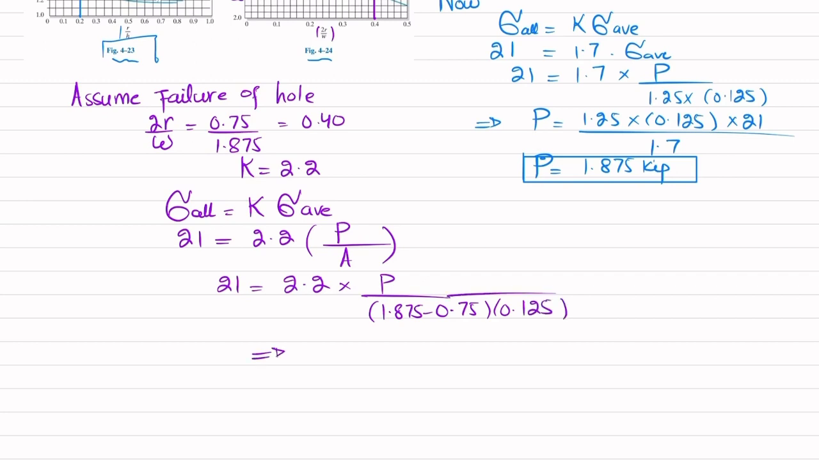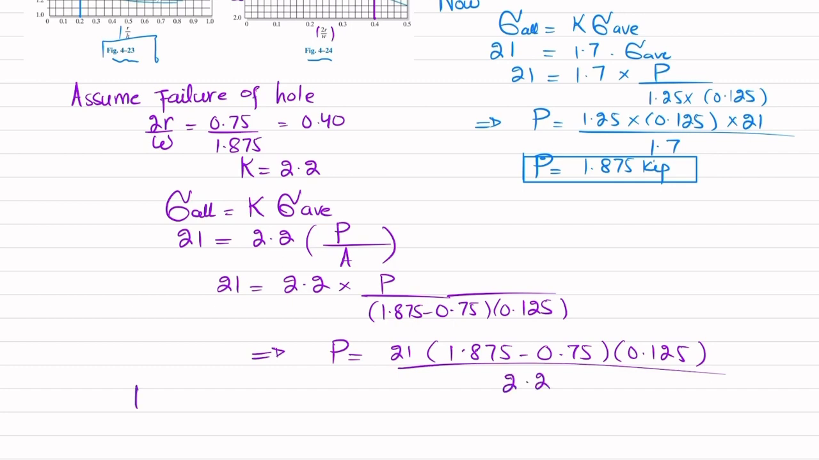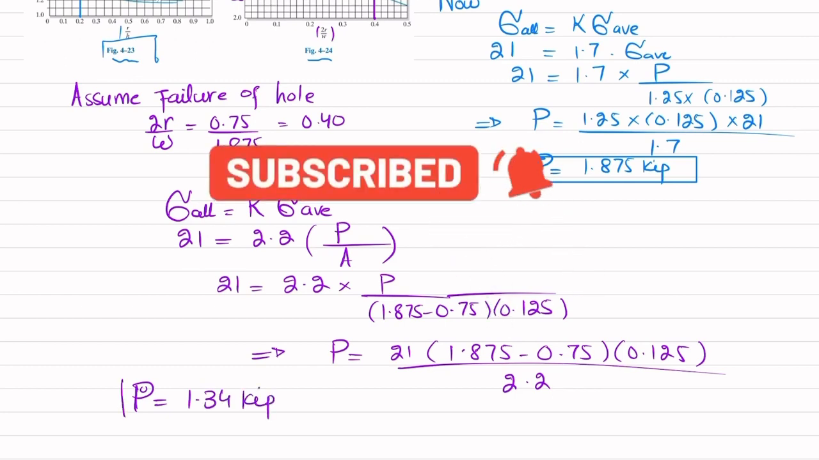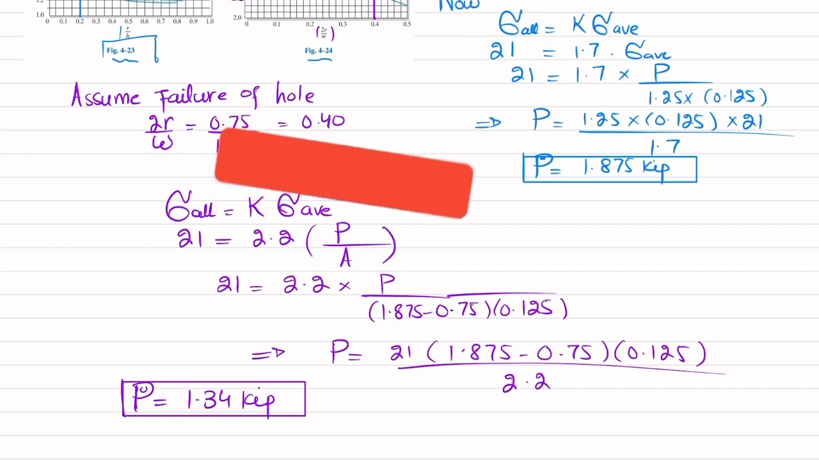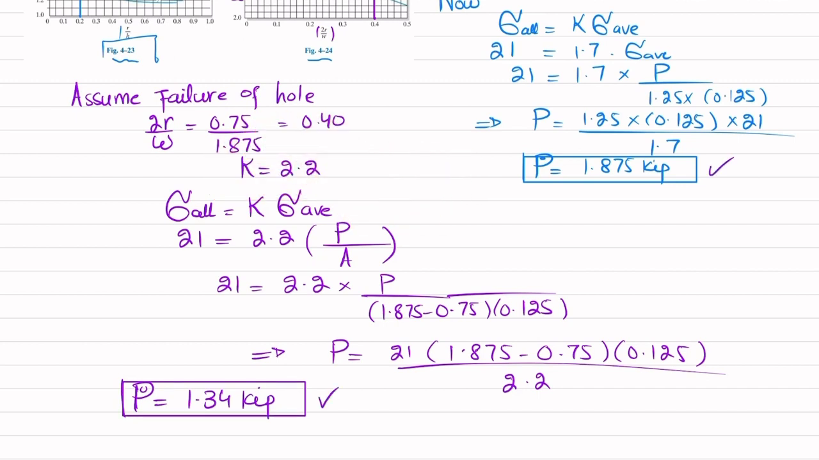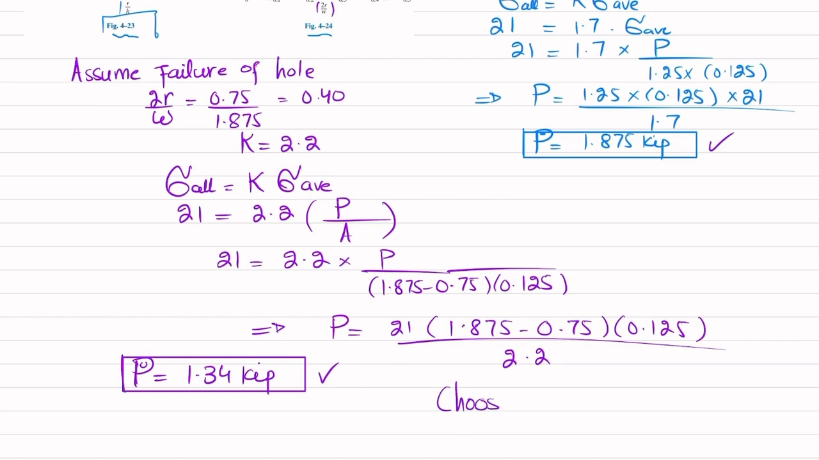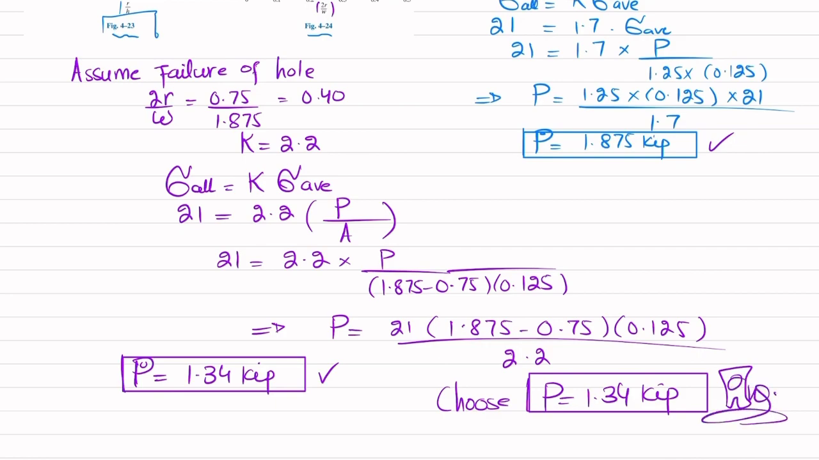Again, if you calculate for P, P will be equal to 21 into (1.875 minus 0.75) into 0.125, divided by 2.2. When you calculate it, this will give you 1.34 kip. That is the load due to the hole. Now you have one load from the fillet and another from the hole. So you have to choose P equal to 1.34 kips, which can be applied to this system without causing any damage to this bar.